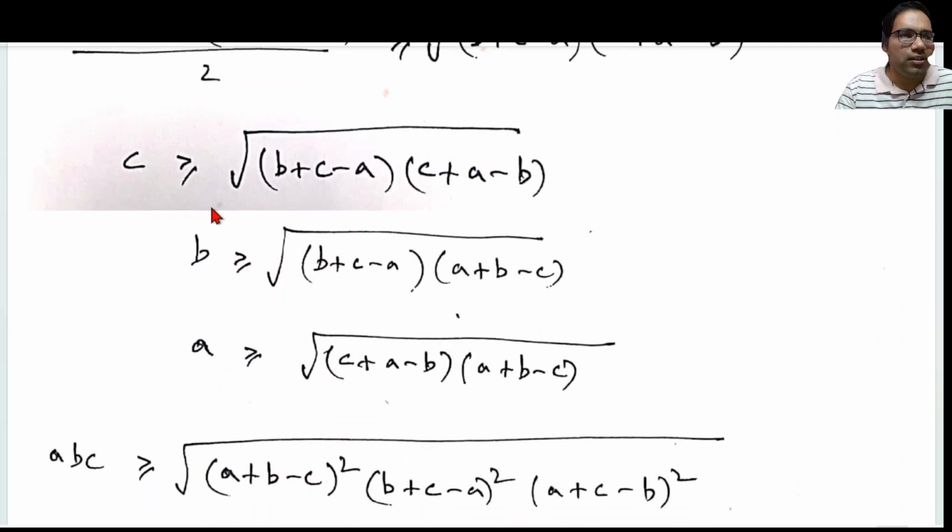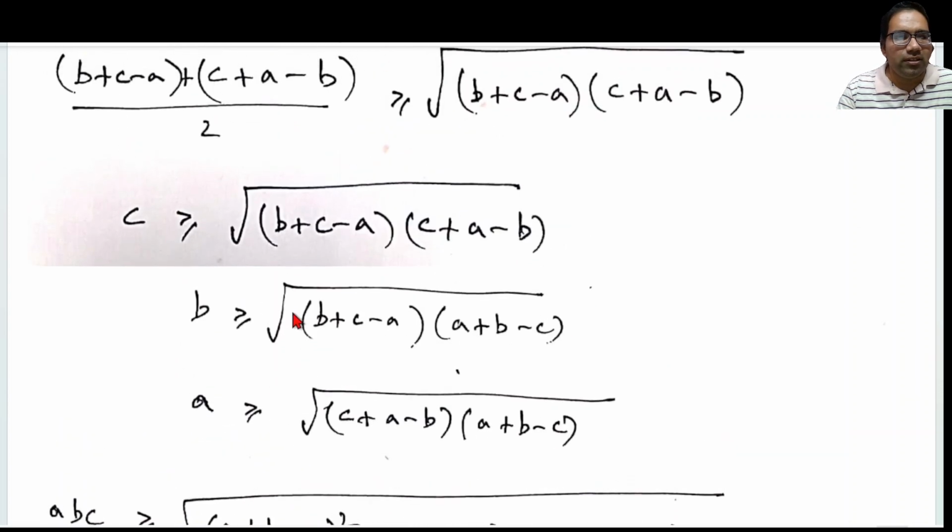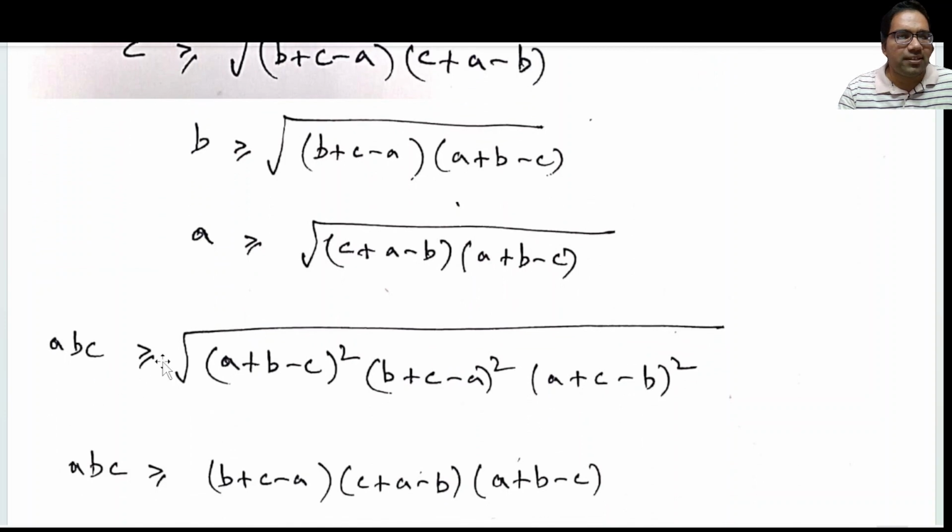Right. Now let's take all the left hand sides and multiply. abc should be greater than or equal to the product of these three. Right. That is a big square root. Then here we have c + a - b, which is twice. b + c - a, this is also twice. c + a - b is here and here. And a + b - c is here and here. So we will get abc is greater than or equal to the square root of (a + b - c) squared, (b + c - a) squared, and (c + a - b) squared.